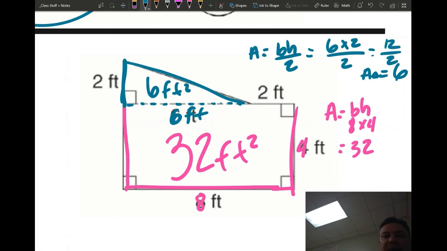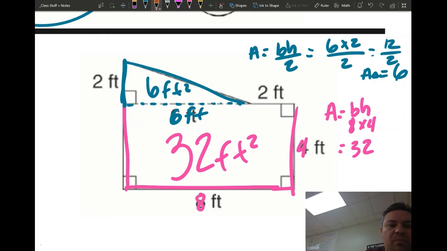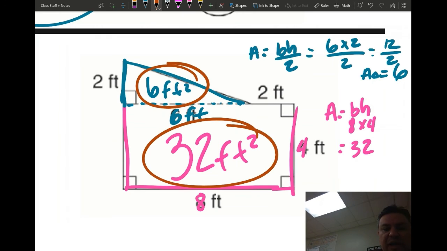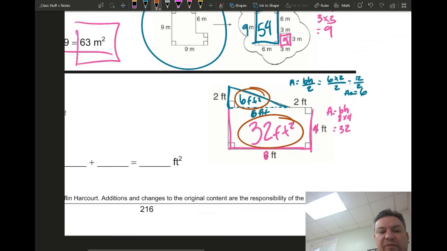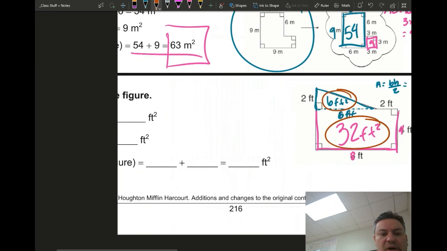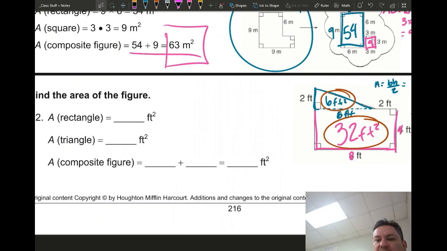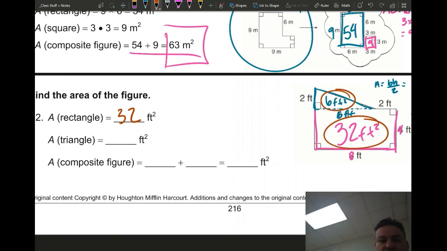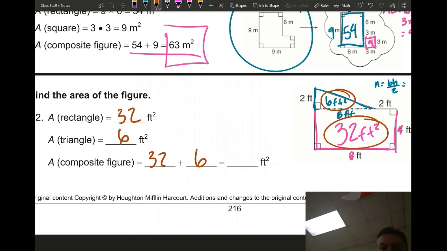And now all you have to do is combine the two areas together and find the total area for that shape. So, right here, the area of the rectangle is 32. The area for the triangle is 6. So the composite figure is 32 plus 6, which is 38 feet squared.